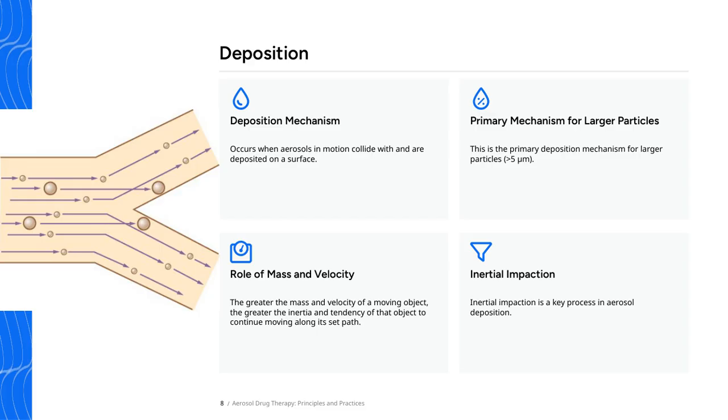Essentially, when aerosols in motion collide with a surface, like the lining of the respiratory tract, they can stick there, which is how deposition occurs for these larger particles. So, to sum up, inertial impaction is the primary mechanism for depositing larger aerosol particles. The key takeaway is that the particle's mass and velocity directly influence where and how effectively these particles deposit in the respiratory system, playing a crucial role in aerosol drug therapy.